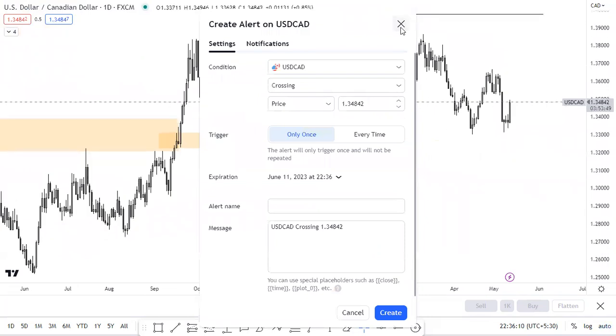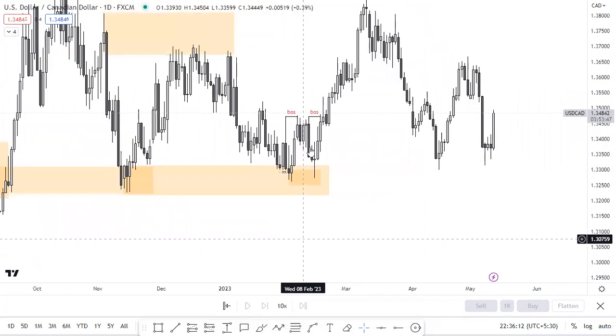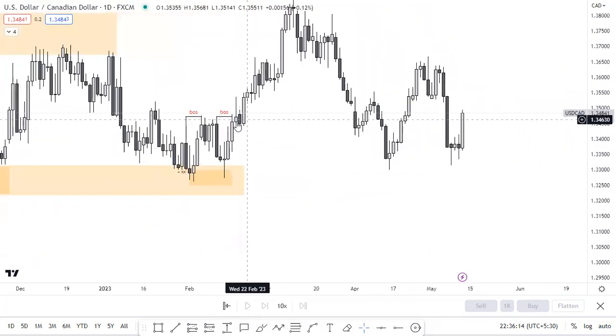Just go to the daily time frame and have a look at what happens here. We have a demand area which is created just after the breakout structure. So it's valid.